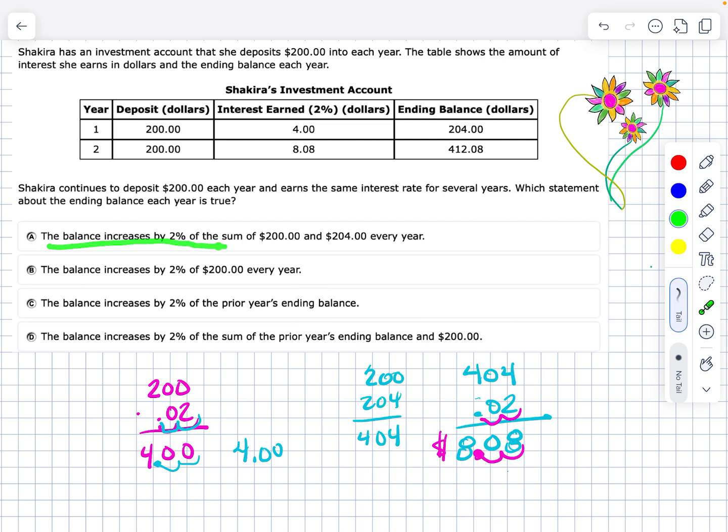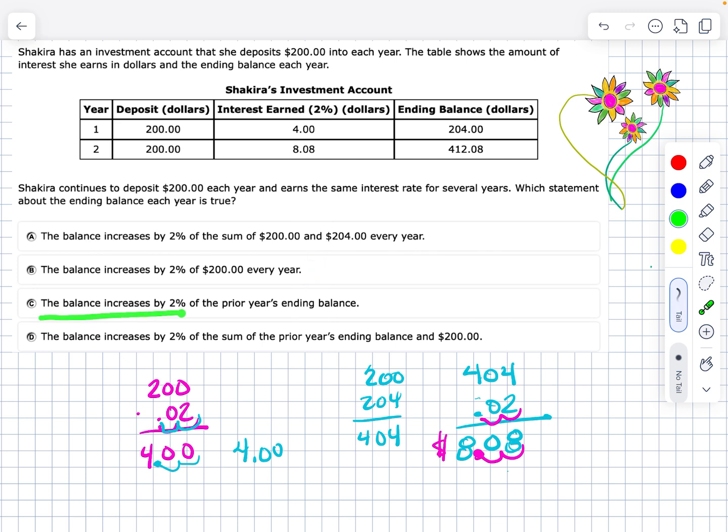A, the balance increases by 2% of the sum of 200 and 204 each year. No. If it had stopped at year 2, this would have been close, but that is not the answer, okay? Because it says she invested several years, so it's going to keep going up every year. Okay, B, it says the balance increases by 2% of $200 each year. Well, we just saw that's not true, because the interest on this is not the interest on $200. It's the interest on this plus this, right? So this isn't true.